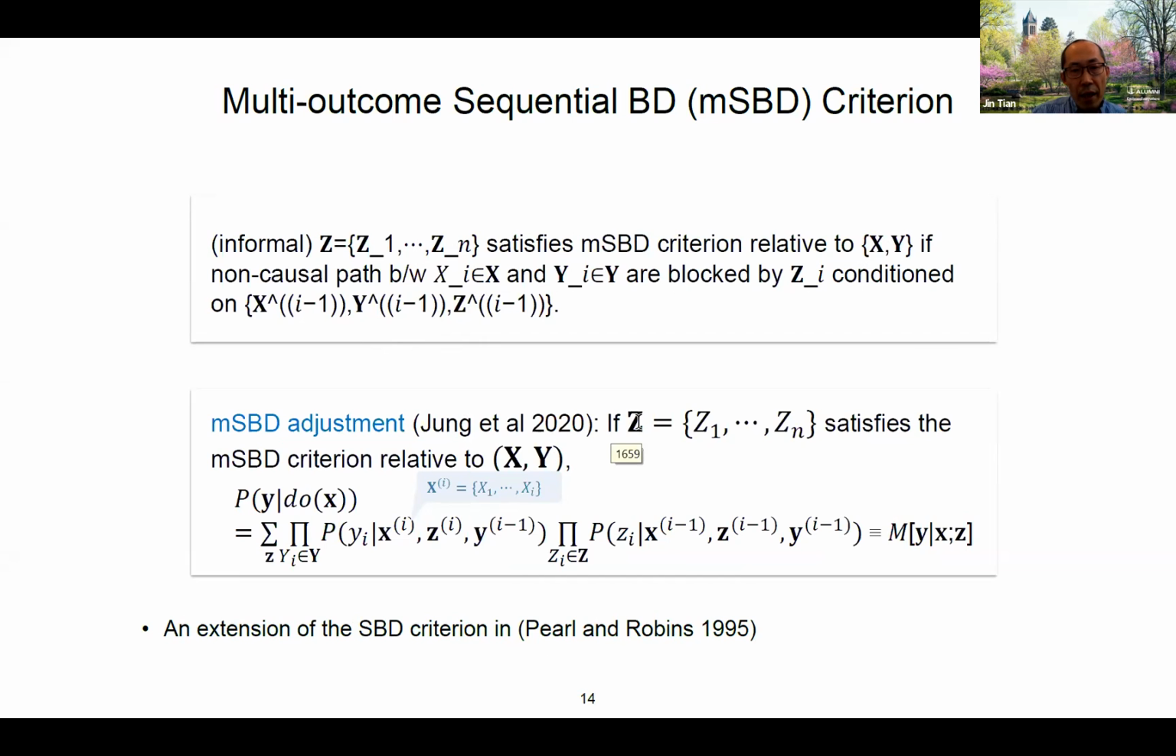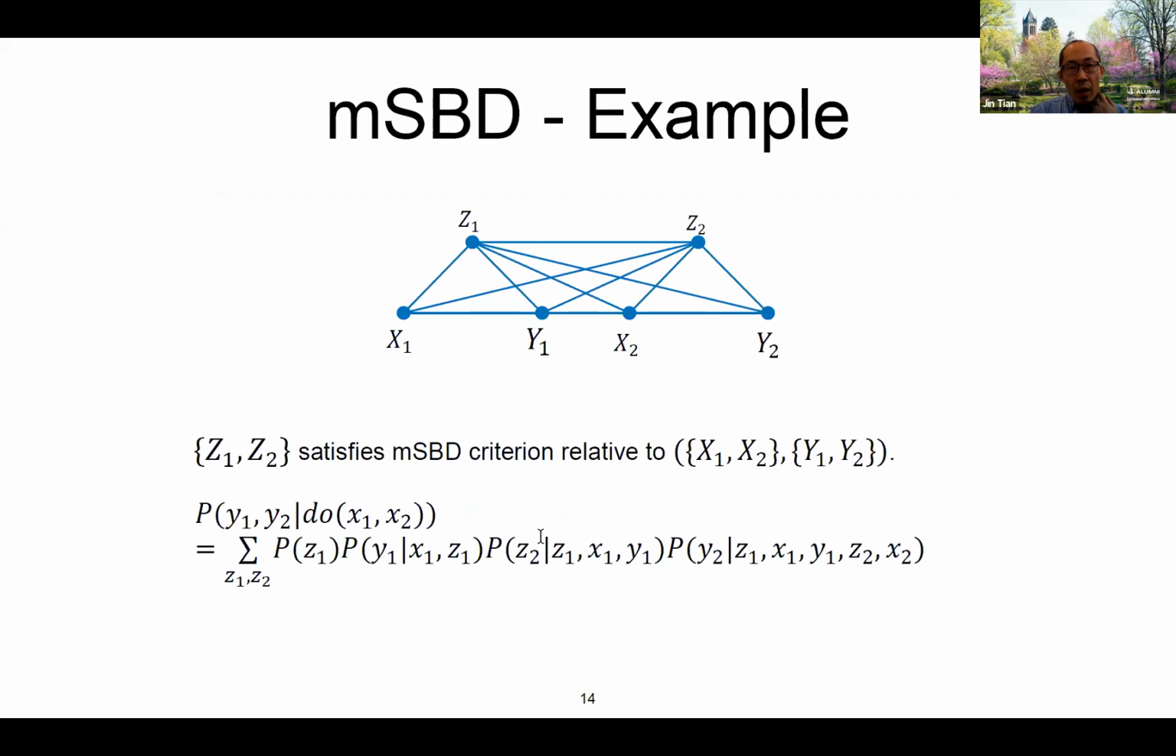So if Z satisfies such a criteria, then it can be shown that the causal effects can be expressed in this form. I will call this the MSBD adjustment form. And I'm often going to define this operator as a shorthand to represent this expression.